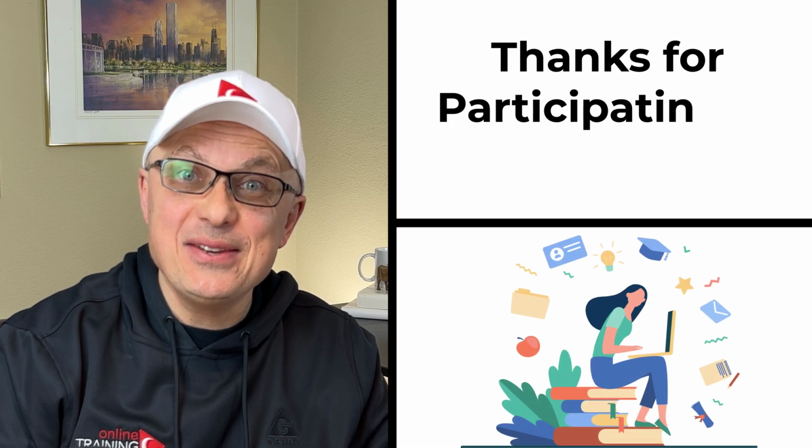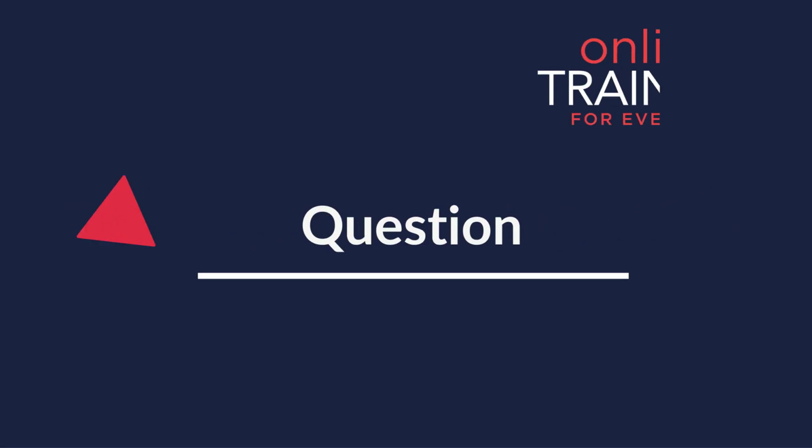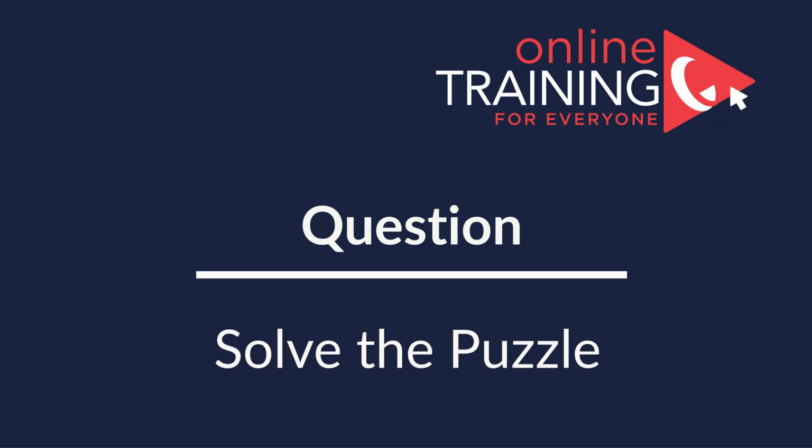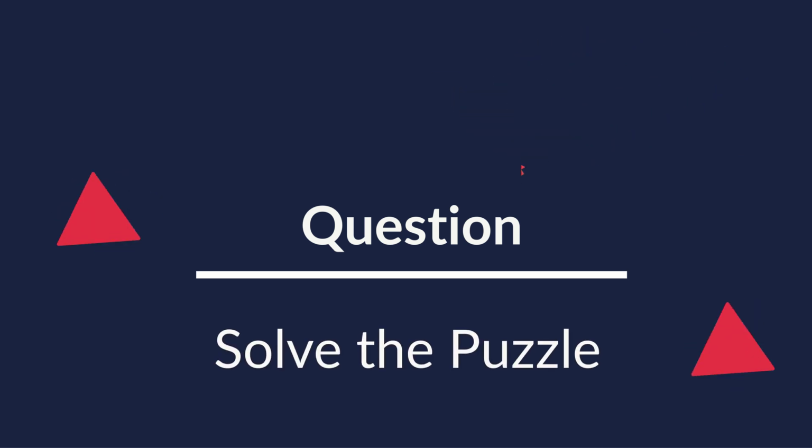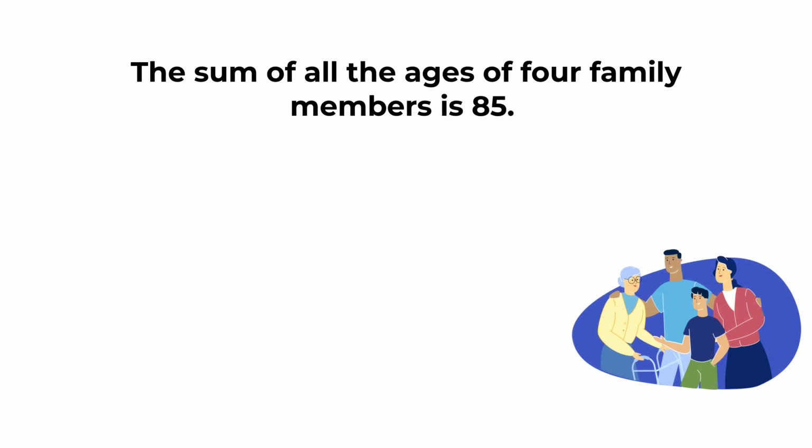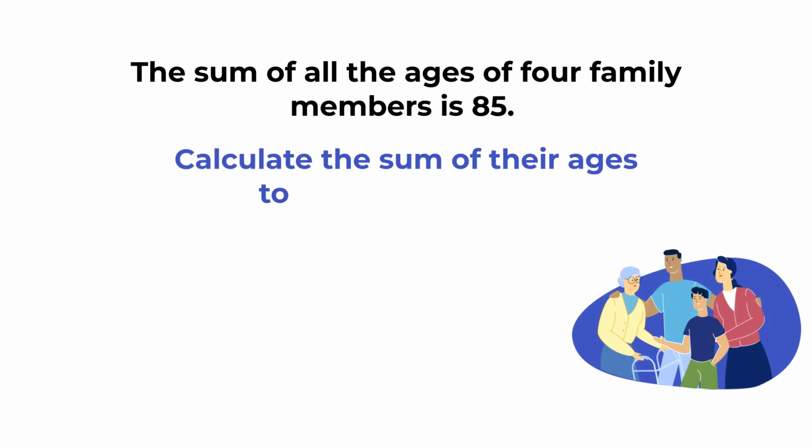And now let's continue and get you ready for the test. Here's the puzzling question that you might frequently see on the test. The sum of all the ages of 4 family members is 85. What would be the sum of their ages together in 5 years? And you're presented with 4 different choices.